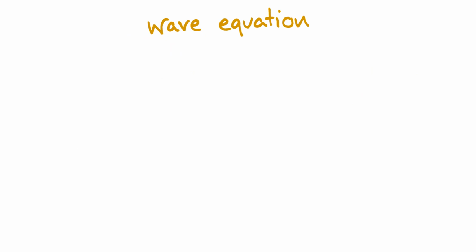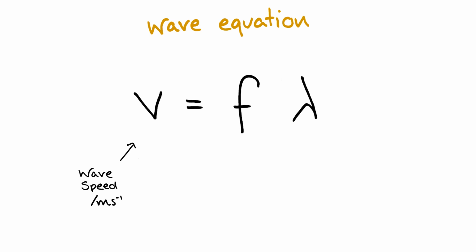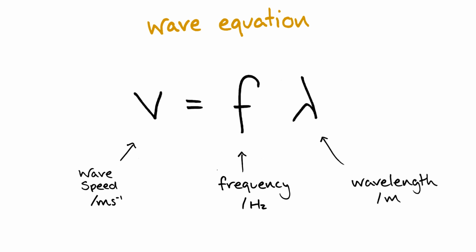Finally, we need to look at the wave equation, which states that v equals f lambda, where v is the wave speed in meters per second, f is the frequency in hertz, and lambda is the wavelength in meters. Have a go at the questions in your book using this equation.